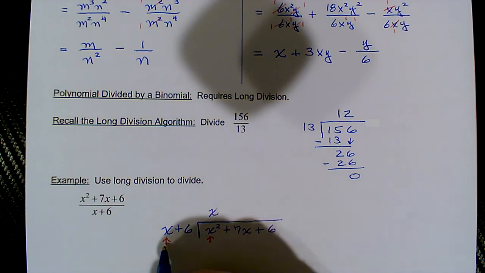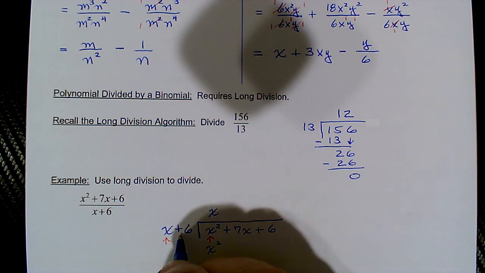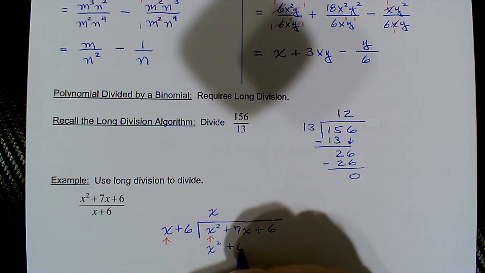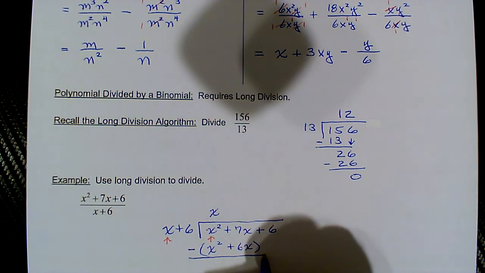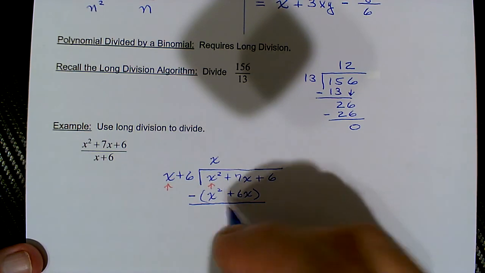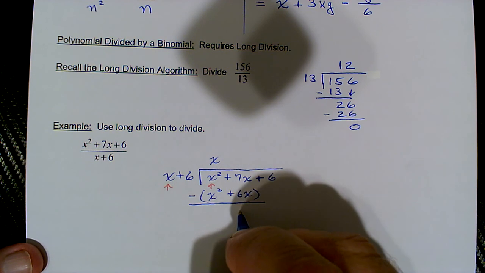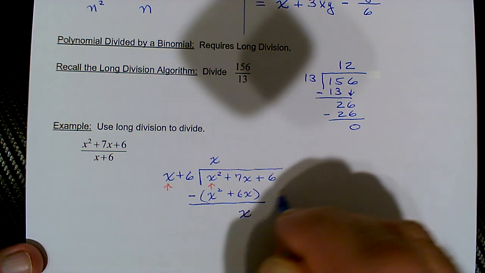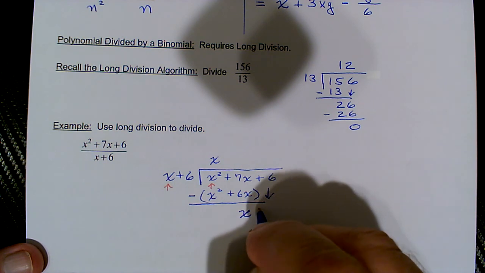And then if I multiply x times x, we get x squared. And then multiply x times plus 6, we get plus 6x. Notice how the x's and the x squareds lined up neatly. And then we're going to subtract. And when we subtract, the x squareds go away. X squared minus x squared is 0. 7x minus 6x is 1x, or just simply x. And then just like our division algorithm, we bring down the 6.